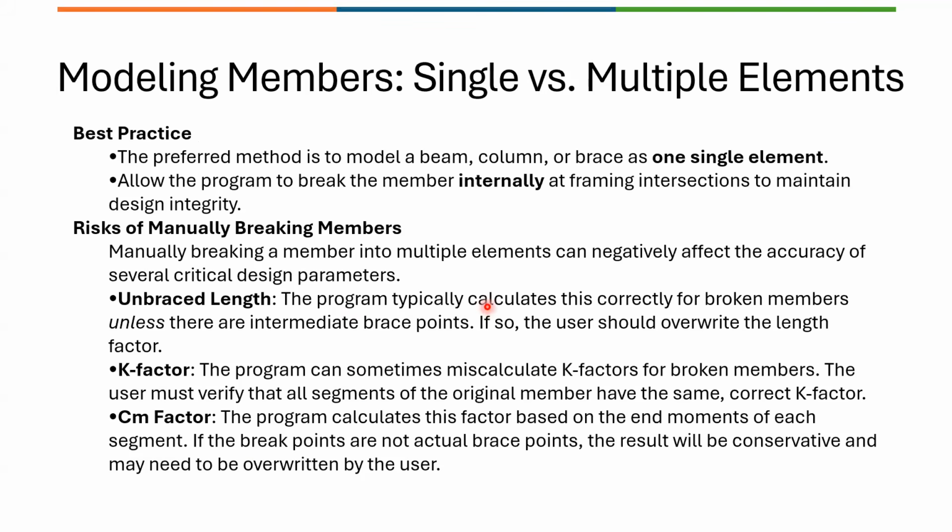And one last thing is how to model these members. Do not break them. Our recommended way is to model each as a single element. So the effects of breaking will affect the unbraced length, K factor, and Cm factor, which affect the design as well. So one needs to be aware of this information.